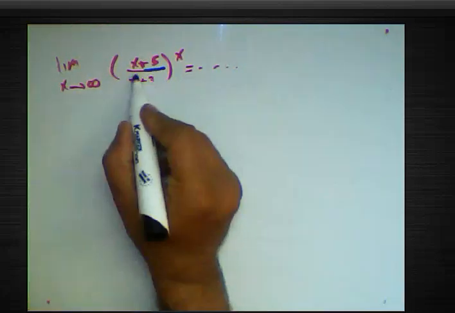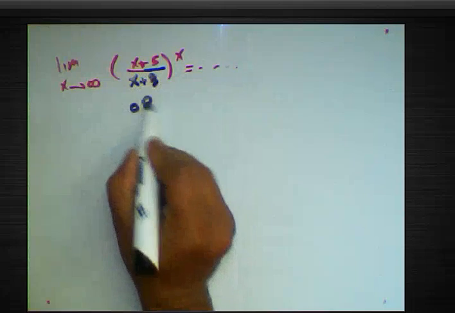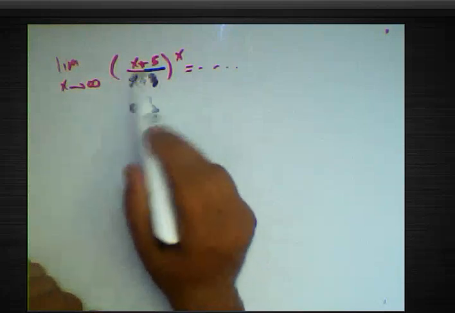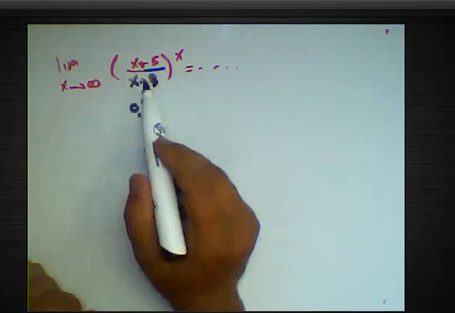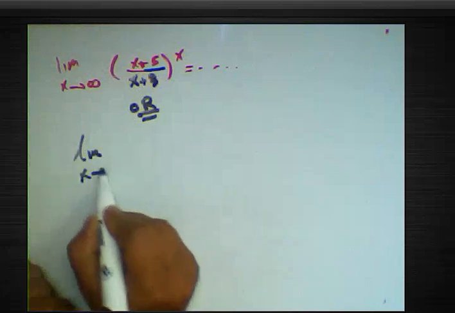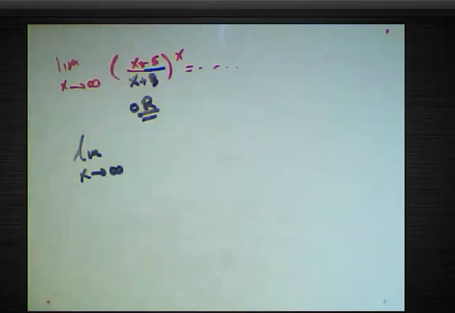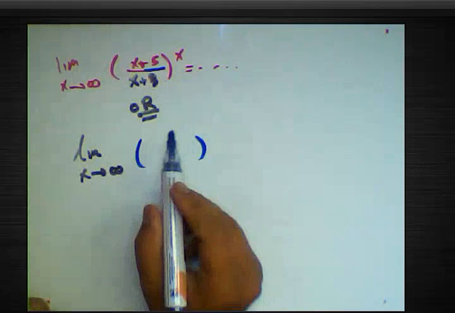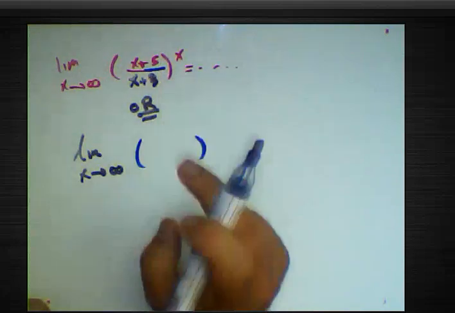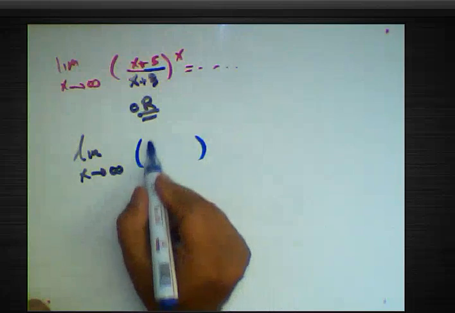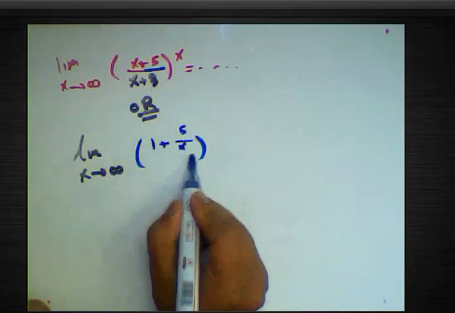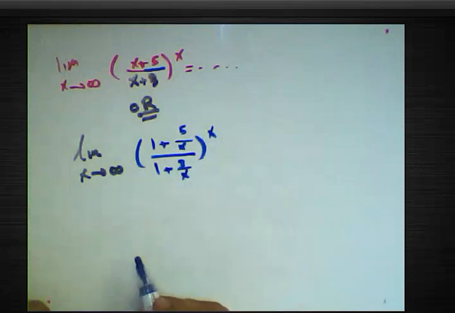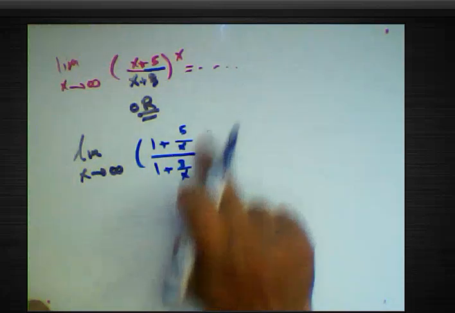I will solve this example by another method, so look with me at this space. I will divide all the terms by x, in the numerator and denominator. We have the limit when x approaches infinity of the function; I divide by x in numerator and denominator, or multiply by 1 over x, which gives the same result. The result will be (1 + 5/x) over (1 + 3/x), all to the power x. We can distribute the power over the numerator and denominator.